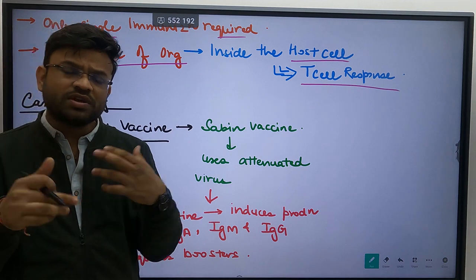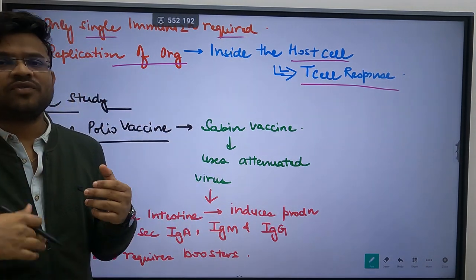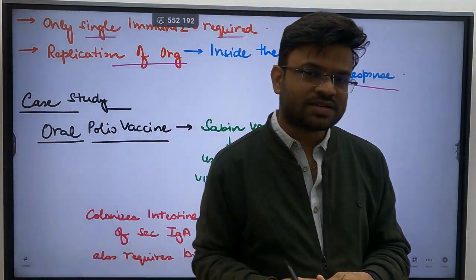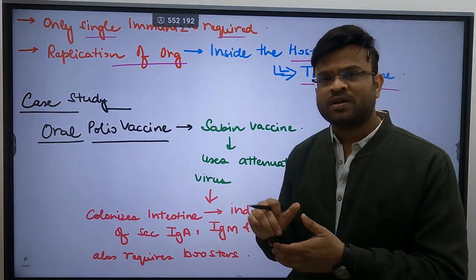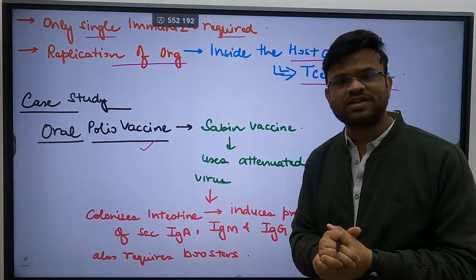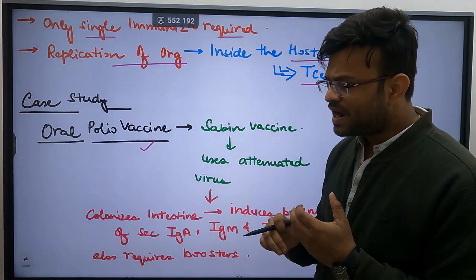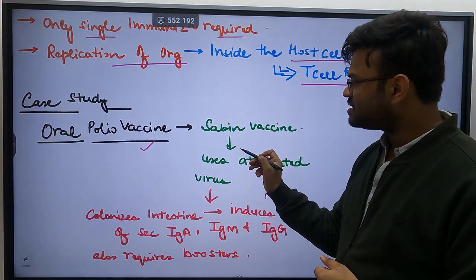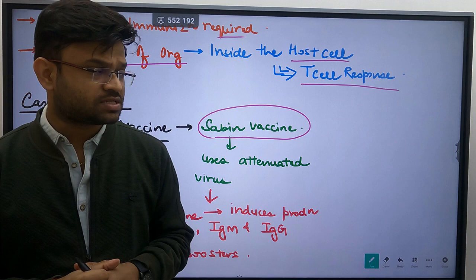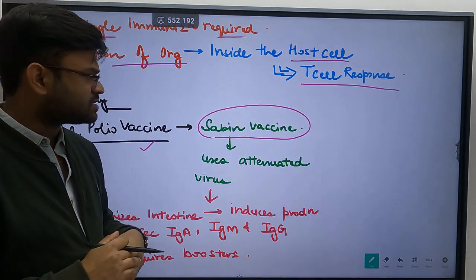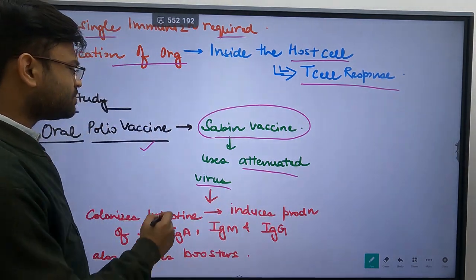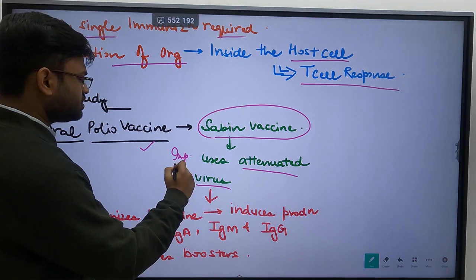Now, if the pathogen is growing inside your cell, then obviously T cells will be activated, and a T cell response will be created. Now, I am again talking about a case study. This is very important with respect to this kind of vaccine. This is oral polio vaccine. You might have seen different advertisements about oral polio vaccines, and you would also know that this oral polio vaccine is also called Sabin vaccine. So this is a very good example of a live attenuated vaccine. It uses attenuated virus. Very important example. This is often asked in the examinations.